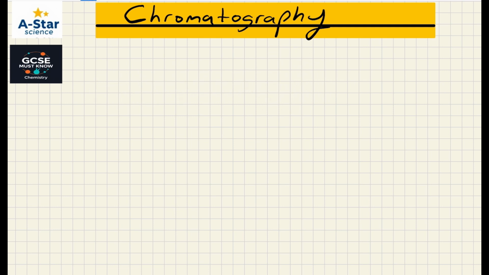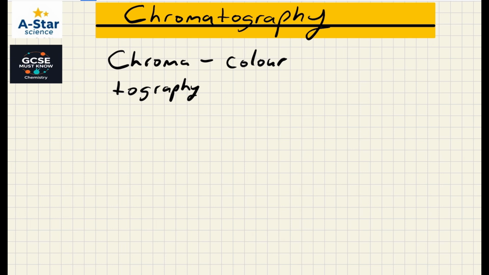So today we're talking about chromatography, and we can look at the root of the word. Chroma means color, okay? And tography has the word graph in it. So tography means map, okay? So like a picture map.